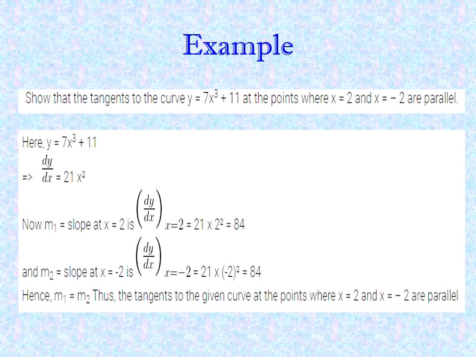Hence here both of the slopes are equal. Thus the tangents to the given curve at the points where x equal to 2 and x equal to minus 2 are parallel to each other.